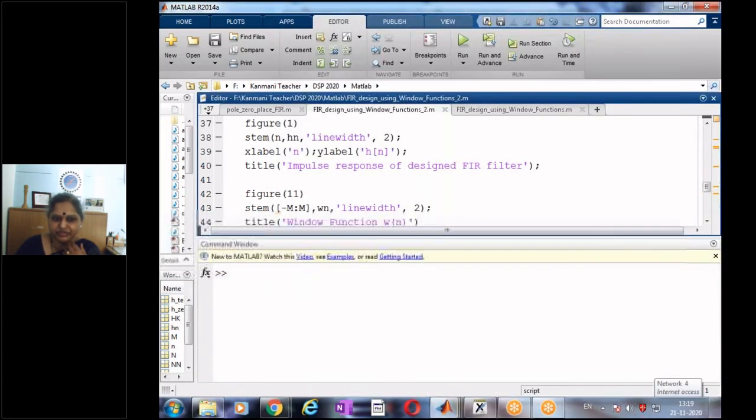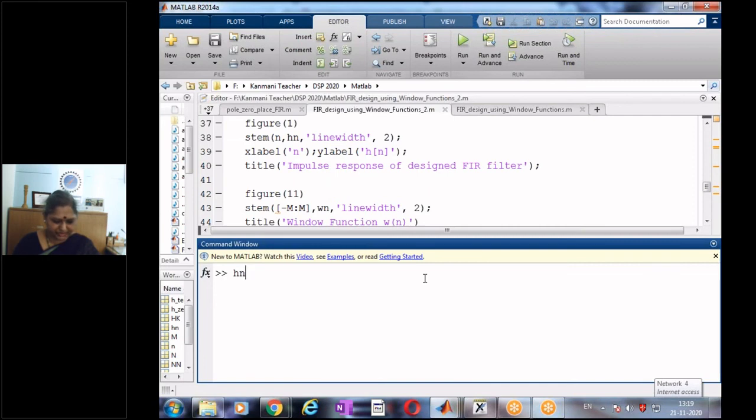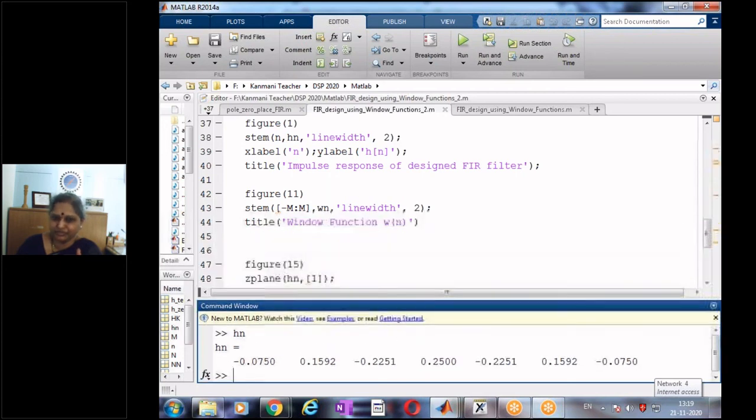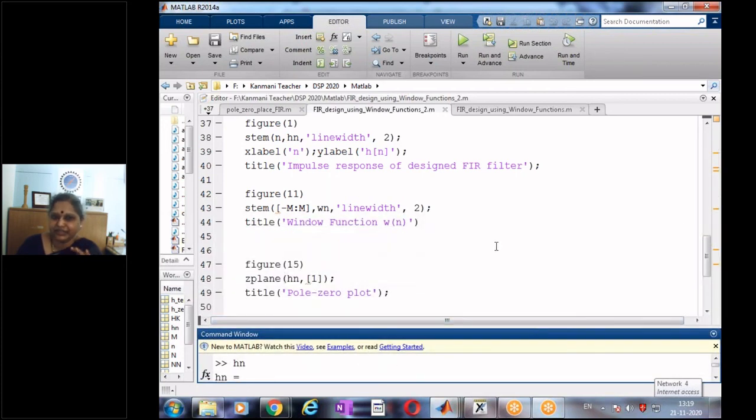Let me look at the coefficients Hn of my design filter. This is what I have. I had some problem with that writing pad, so it was not so clear. So we have the impulse response of the design filter: minus 0.075, 0.159, minus 0.22, 0.25, 0.225, and then minus 0.3. Again, even symmetry in the coefficients. And the impulse response we have seen. And this is a rectangular window function.